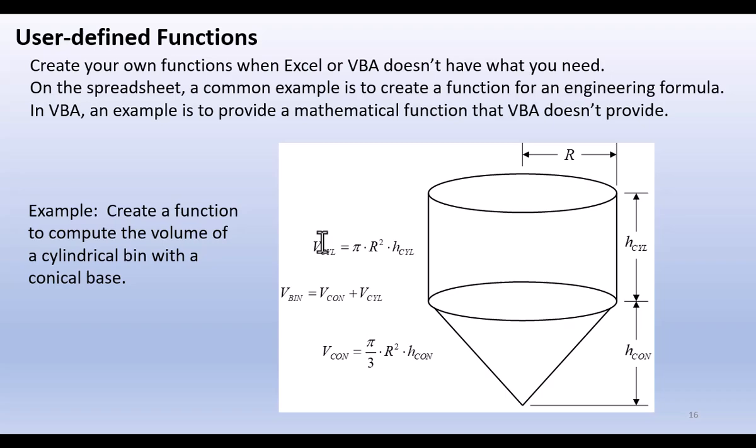So what we are considering here is to create a function that allows us to compute the volume of a cylindrical bin with a conical base. And we've drawn that here and indicated a radius r, a height of the cylindrical part, and a height of the conical part. And then we have shown the formulas for the cylindrical part, the conical part, and summing them in order to get the overall volume of the bin. All right?